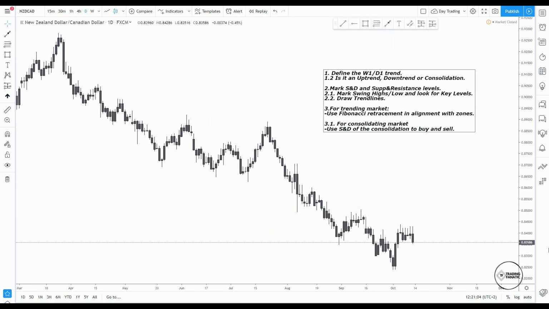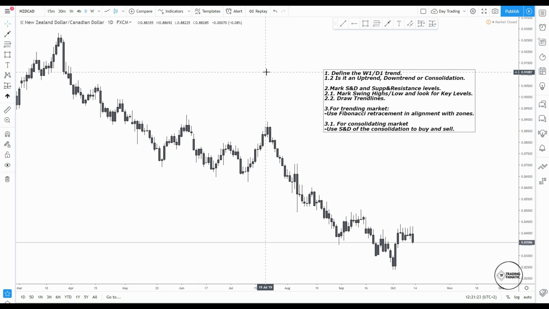Let's go through the process again on a live market. So you see here, I've written down the key things that you have to look at when you come at the charts. So make sure to stay up until the end because I'm going to share something with you. So this is NZD-CAD daily time frame.